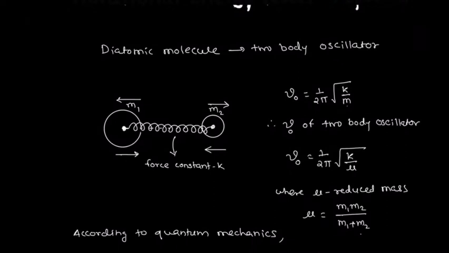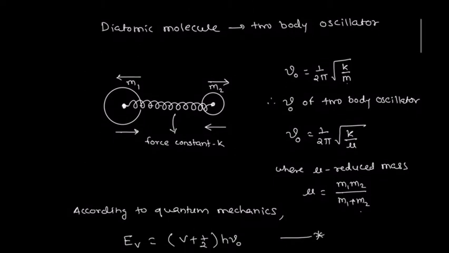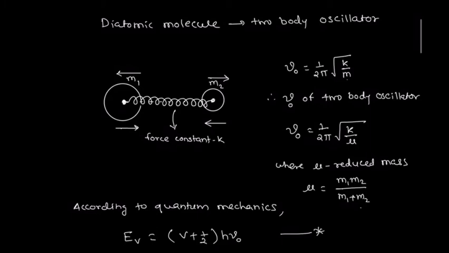Now we find the discrete energies for such an oscillator. Hence we use the theory of the one-dimensional simple harmonic oscillator. That problem is solved with the help of quantum mechanics. It gives the vibrational energy of the oscillator. That vibrational energy E v is equal to v plus half h nu 0. In that equation, nu 0 is the frequency of the oscillator that we have written here. This is one of the equations.